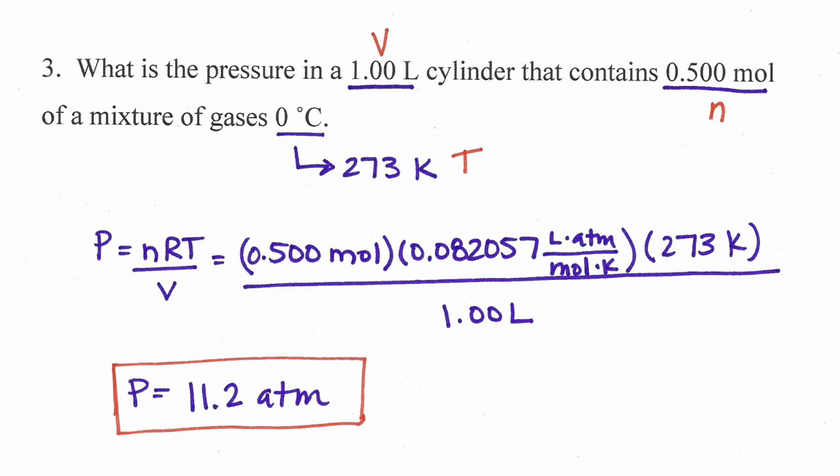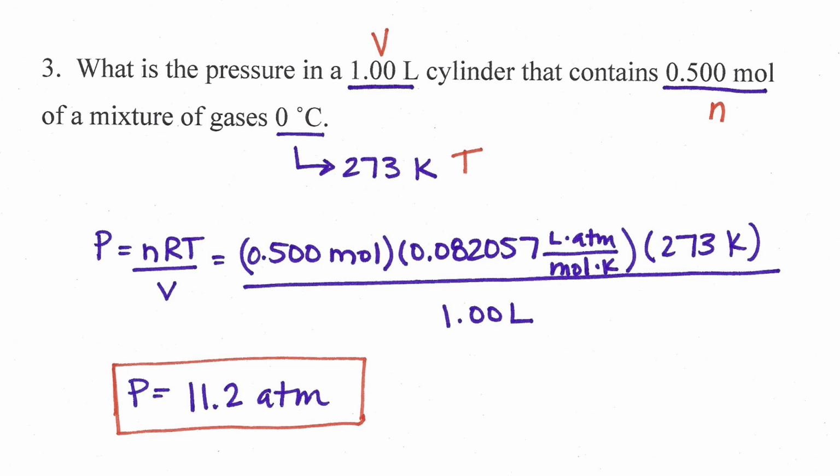Question number 3 asks, what is the pressure in a 1-liter cylinder that contains 0.500 moles of a mixture of gases at 0 degrees Celsius? In this question, we're not told the identity of our gases. We're told the number of particles in units of moles. And remember, with the ideal gas law, the identity of the particles doesn't matter as long as we know the total number of particles in moles.